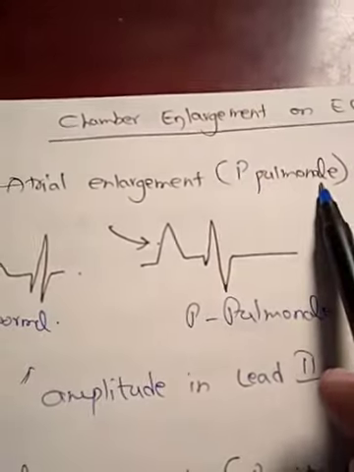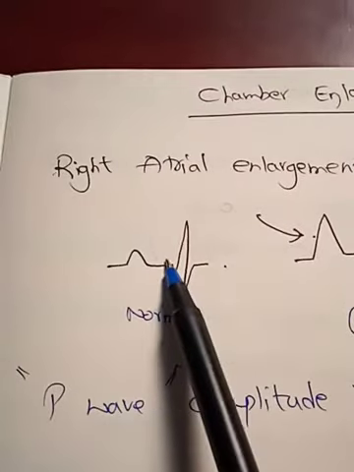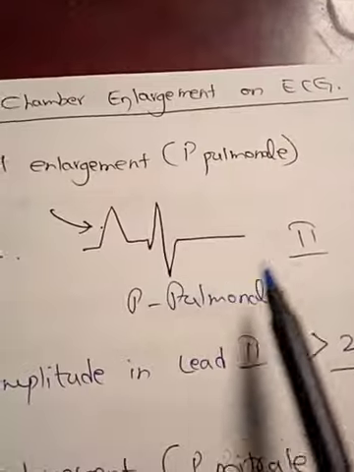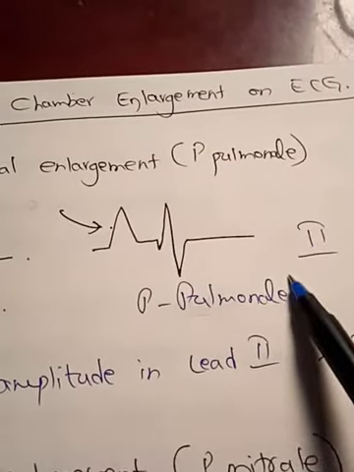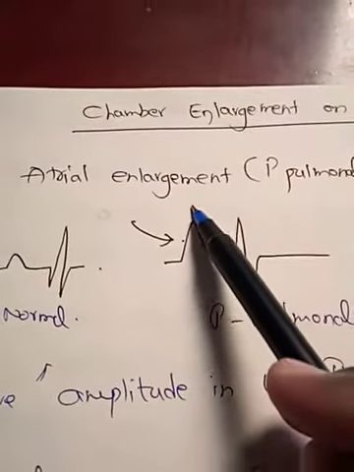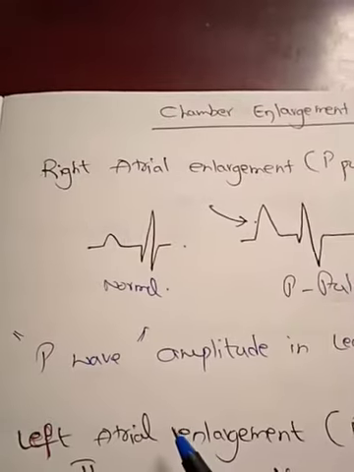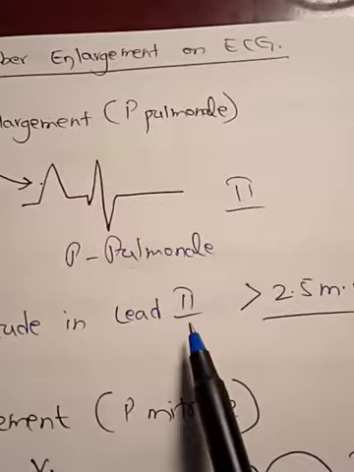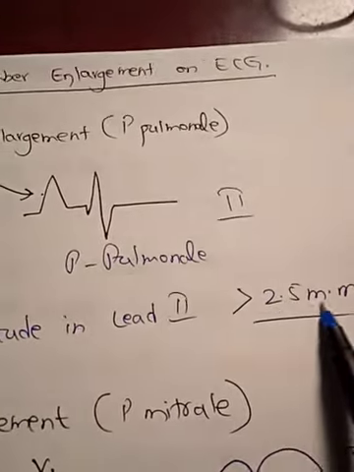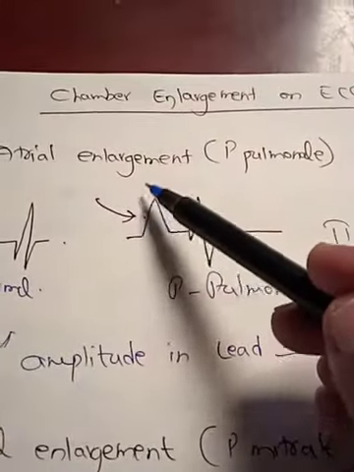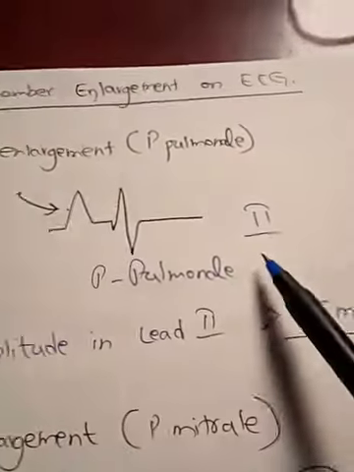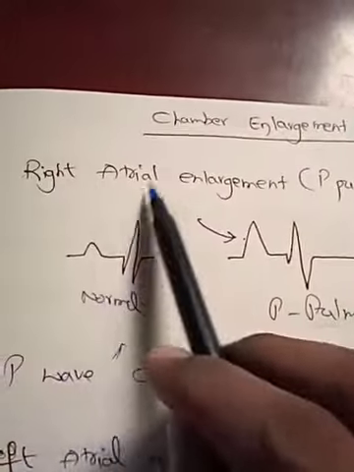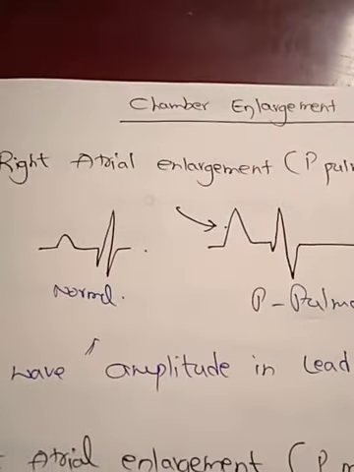P pulmonale. Normally, this is the P wave, then this is the QRS complex. But when you go to lead 2, if the P wave is peaked like this, where the P wave amplitude in lead 2 is more than 2.5 millimeters, 2.5 small boxes, in lead 2 you call it P pulmonale, which is the sign of right atrial enlargement.